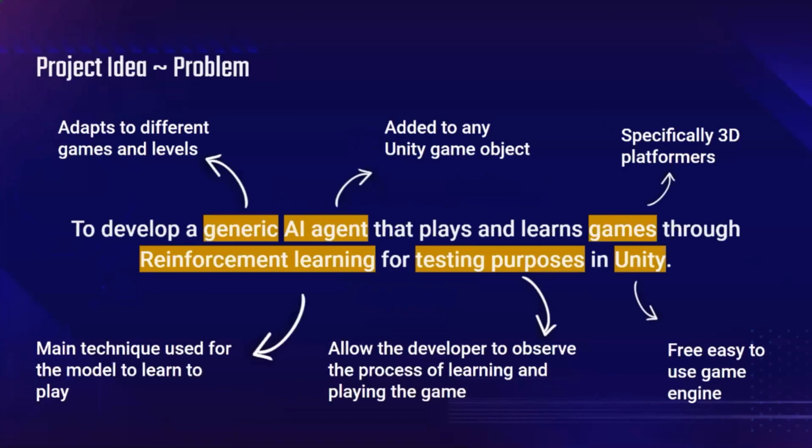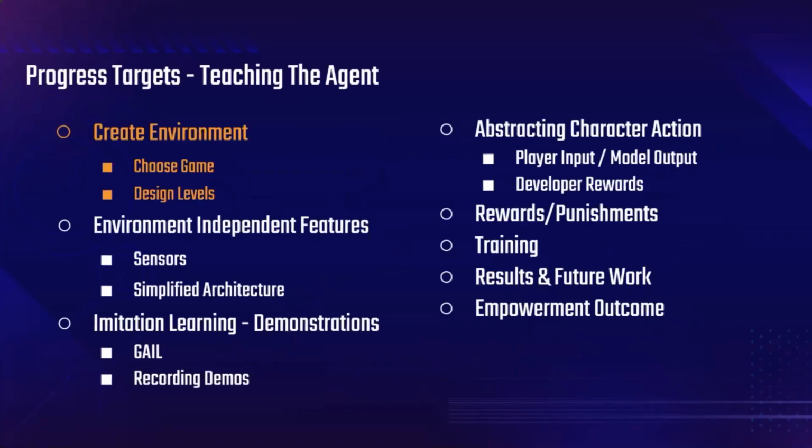Just as a quick refresher, our thesis proposal is to develop an AI agent that would be generic enough to play any 3D platformer, and this would essentially be a component that can be bought off of the Unity asset store and can be used by Unity developers in order to test their games for any potential bugs or hidden mechanics. So if we look here, these are our progress targets. We're going to be talking about each one individually to explain the different milestones that we achieved throughout the semester.